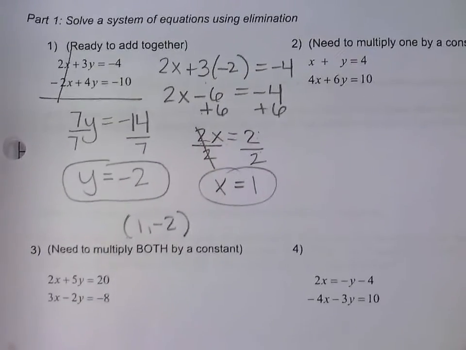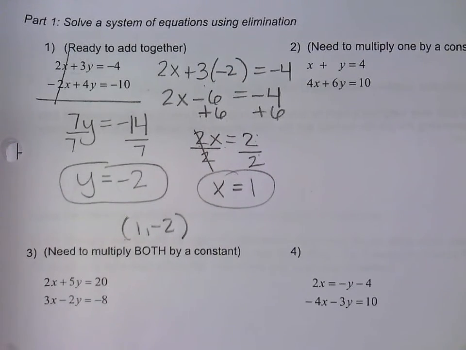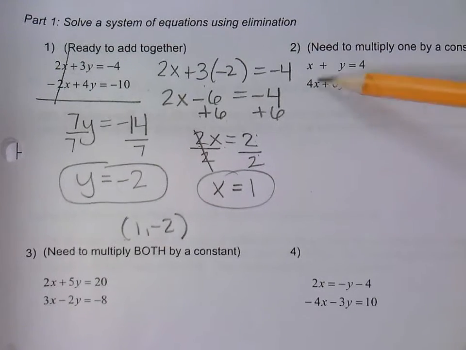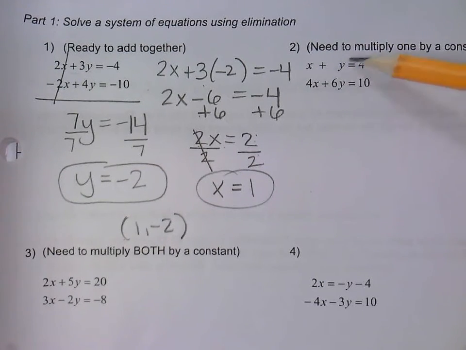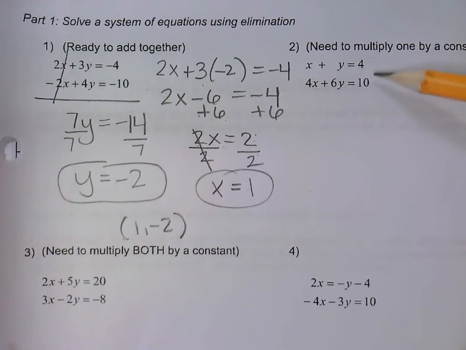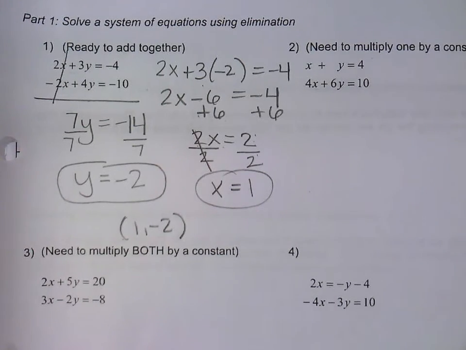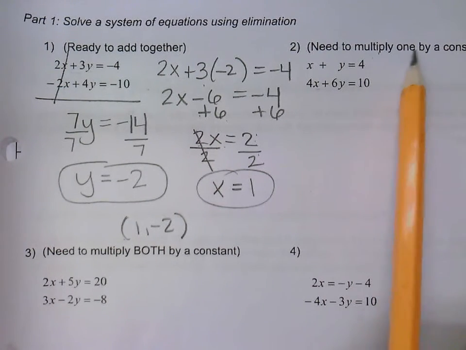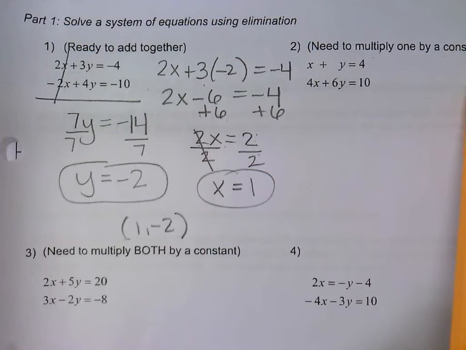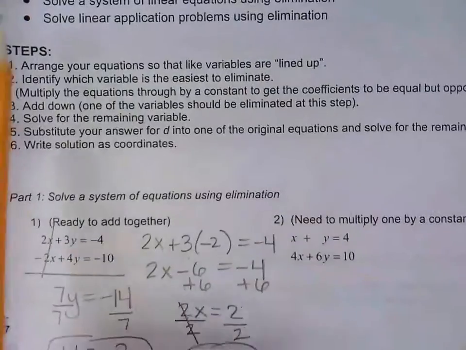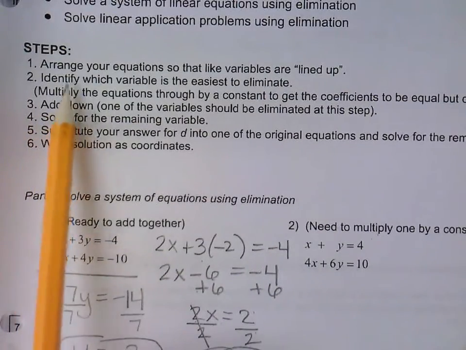Okay, so number 2 is a little bit more challenging. It's already set up for elimination, x over x, y over y, constant over constant. But do you see how nothing's going to eliminate right now? I'm going to get all my x's and all my y's back again. So you need to multiply one of your equations by a constant. That is what you might need to do at step 2.